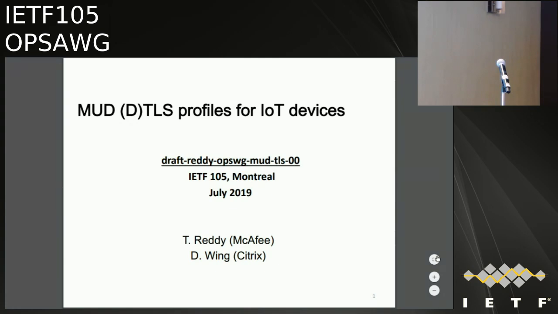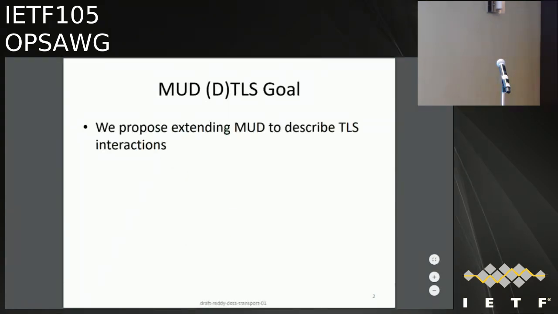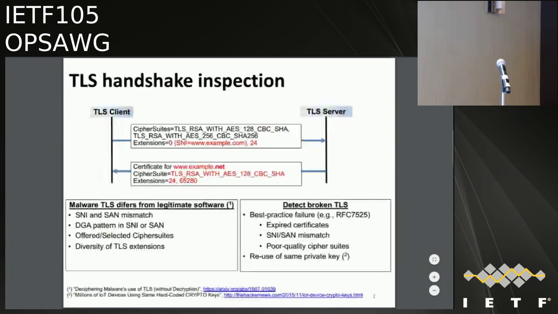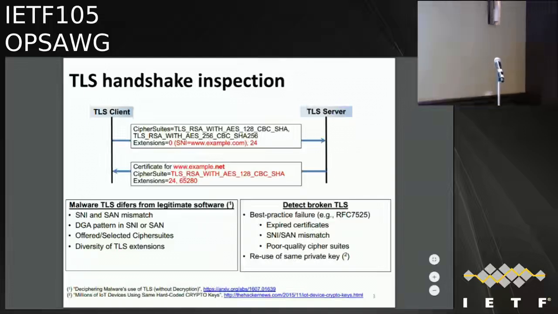So our goal for this document is to extend MUD from what it's doing today to describe TLS interactions, so mostly the TLS handshake. Next slide, please. So what we're proposing is to extend it to look at the handshake: the Cipher Suites offered, the Cipher Suite accepted, the SNI that is in the client hello, the server name and the certificate that are in the server hello.